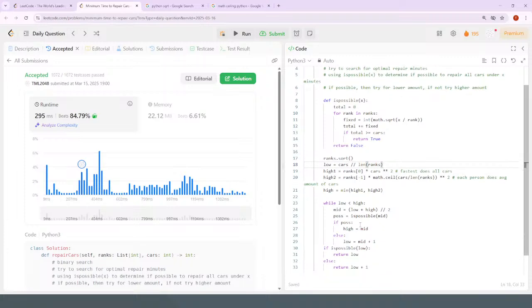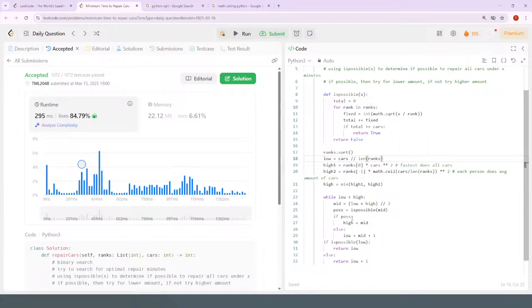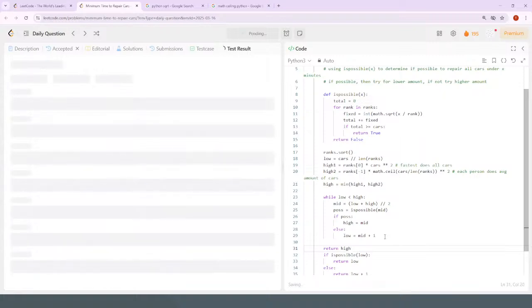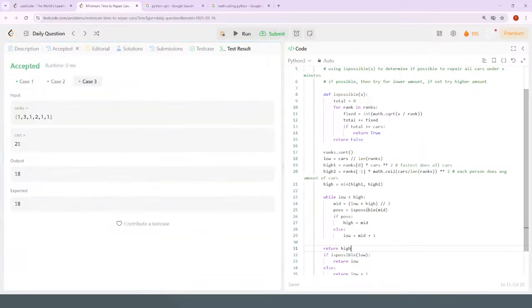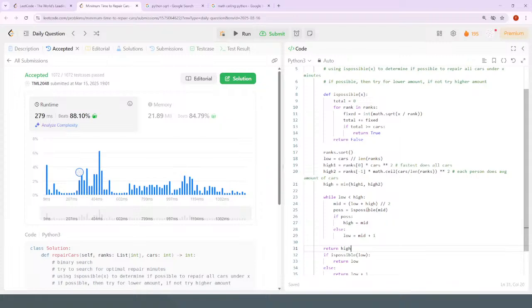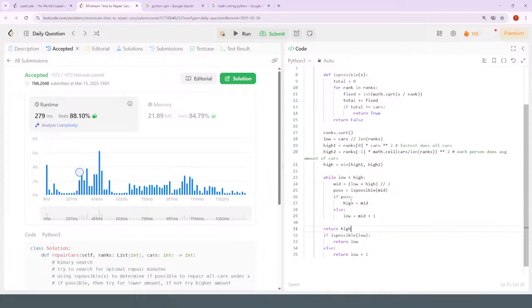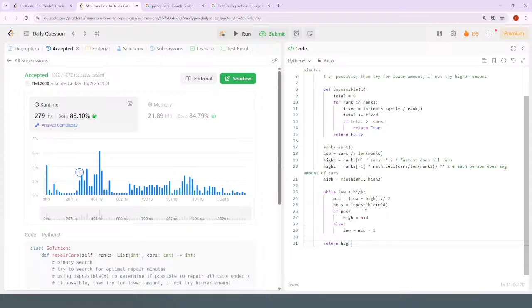Let's see. If it's possible, then decrease the value. Otherwise, increase the value. I think maybe you just return high at the end. I don't know if you need to do a check at the end, because high should always work. Low could pass it, but high should always work.